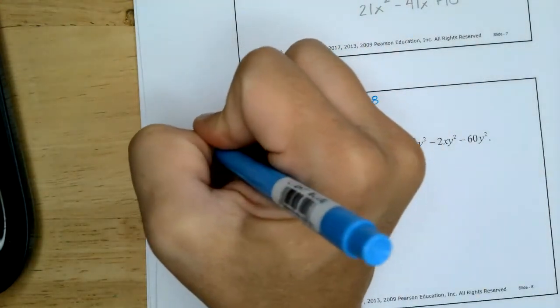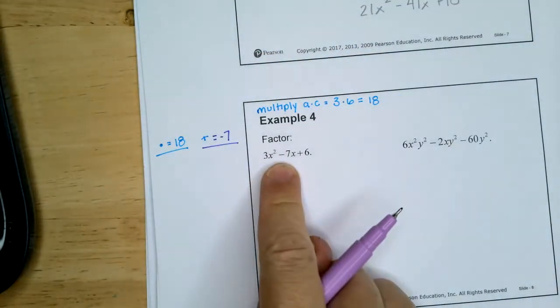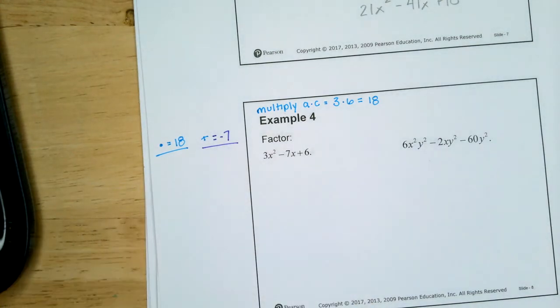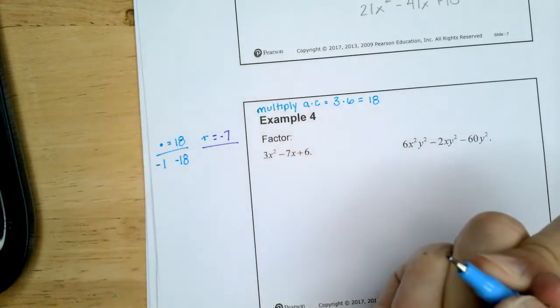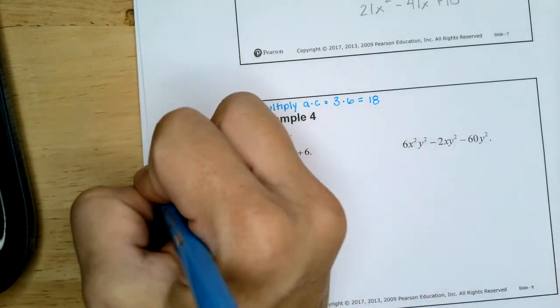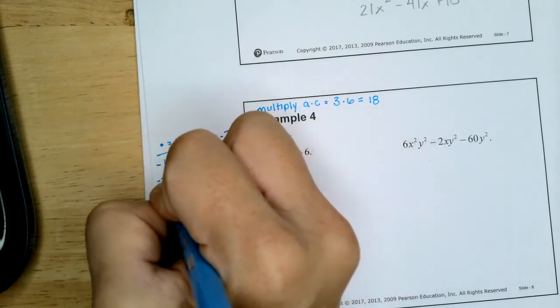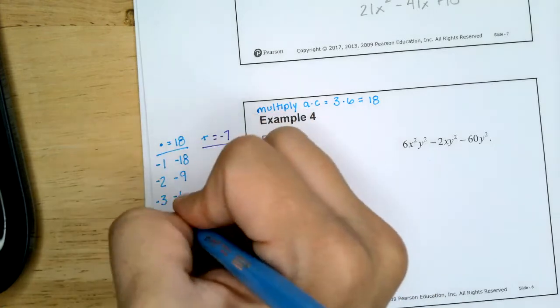and then we need to add to get -7. So again, we have a negative sum and we have a positive product. So that means all of our choices need to be fully negative, okay? -1 and -18, right? All our pairs need to be negative. -2 and -9, right? -3 and -6. They each multiply to get 18. Any others? 4? No. 5? No. 6. Back to 6. Went all the way up.